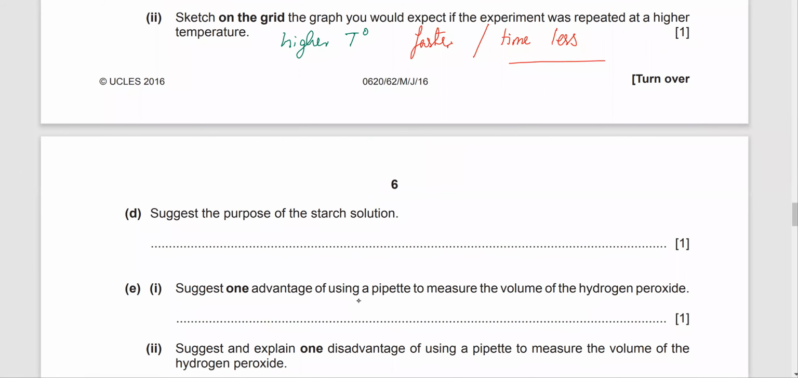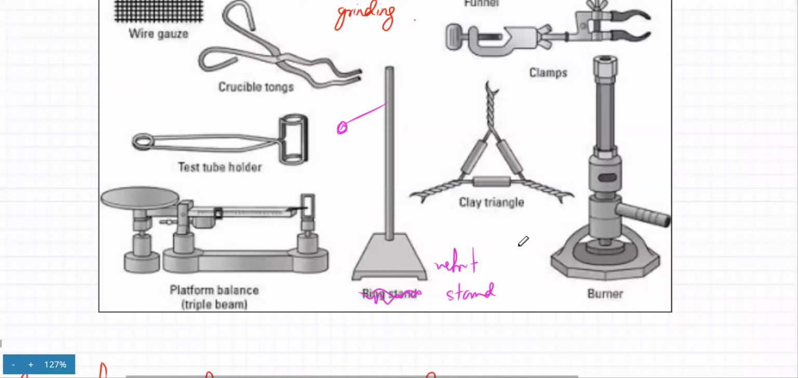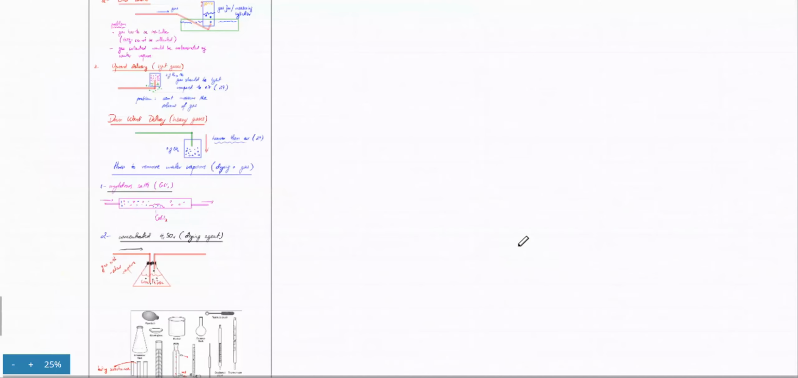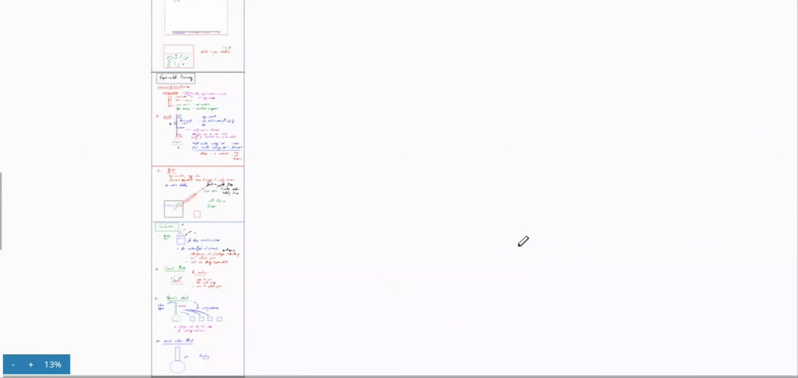अच्छा, suggest the purpose of the starch solution. ये याद रखना कि it's to detect iodine, or it's a test for iodine. In the presence of iodine, it turns blue in color. Next, suggest one advantage of using a pipette to measure the volume of hydrogen peroxide. Mahad, what's the advantage of using a pipette? More accurate.